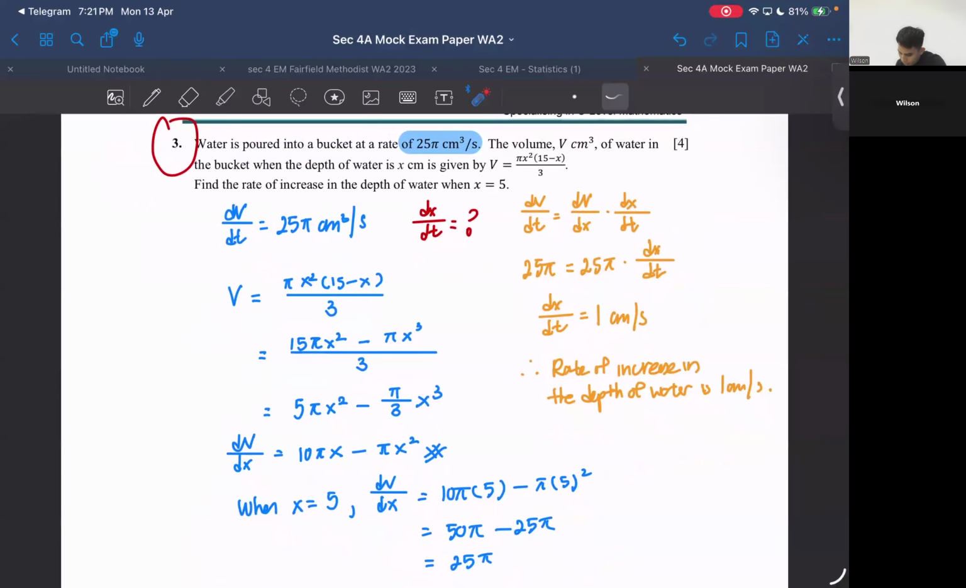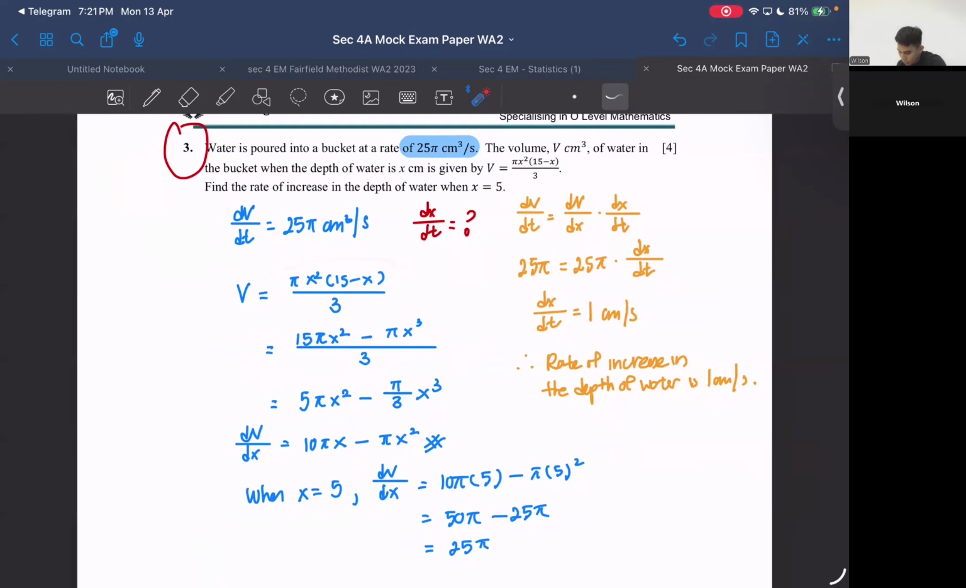So for my dV over dx, first and foremost, I need to settle my volume over here. This is given by the question. Volume is pi x squared (15 minus x) divided by 3. What I will do here is expand out the bracket to get this: 15 pi x squared minus pi x cubed over here, divided by 3. Okay, I expand out the bracket, and then later, I will separate them into two different terms. 15 pi x squared divided by 3, which is 5 pi x squared, and this one over here.